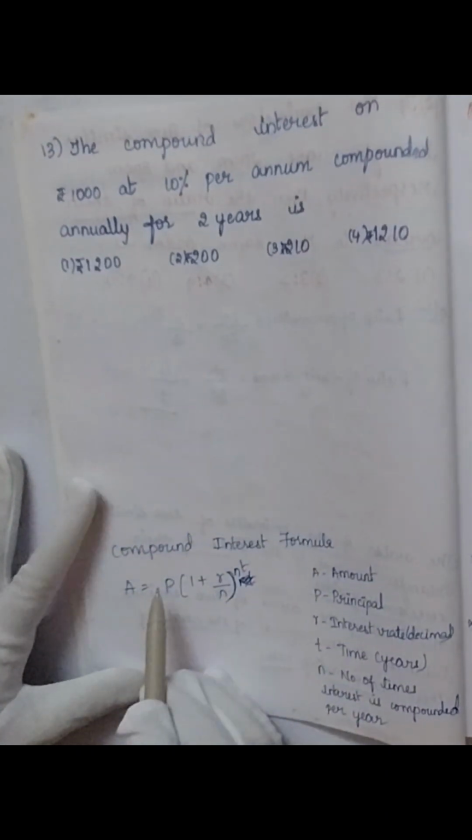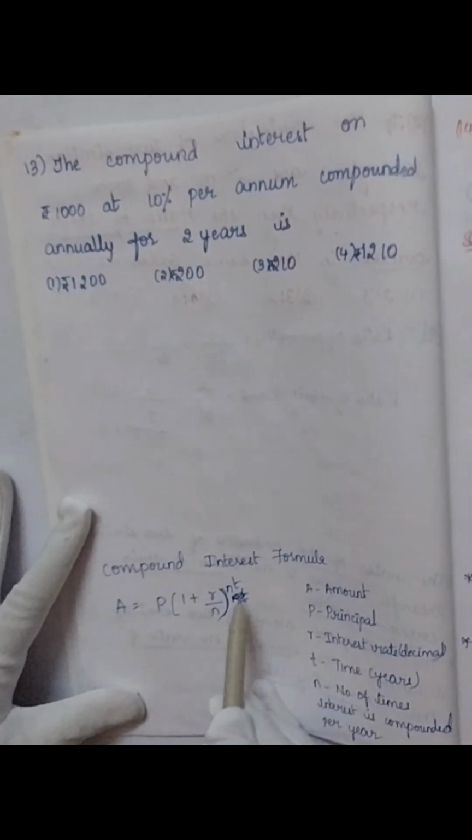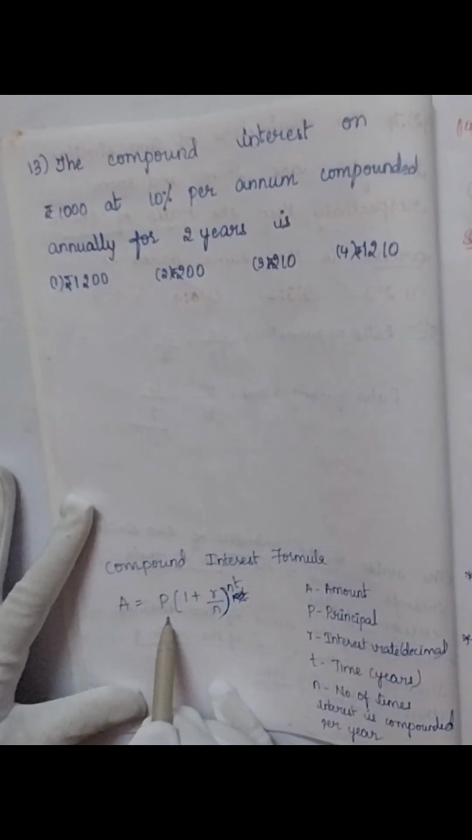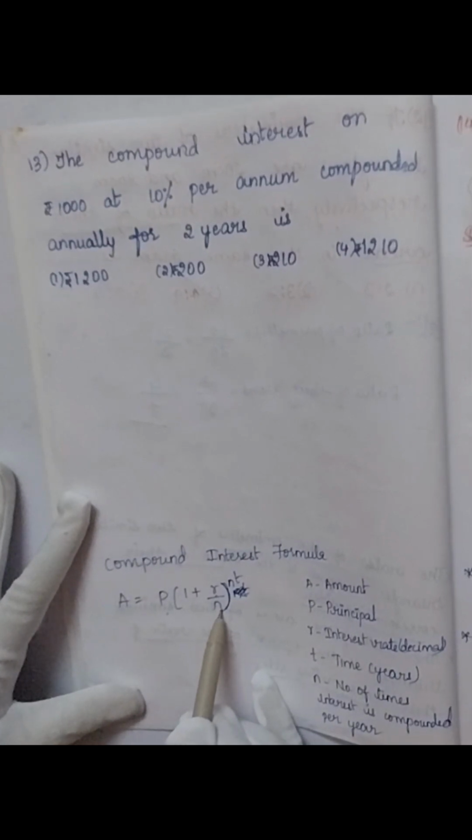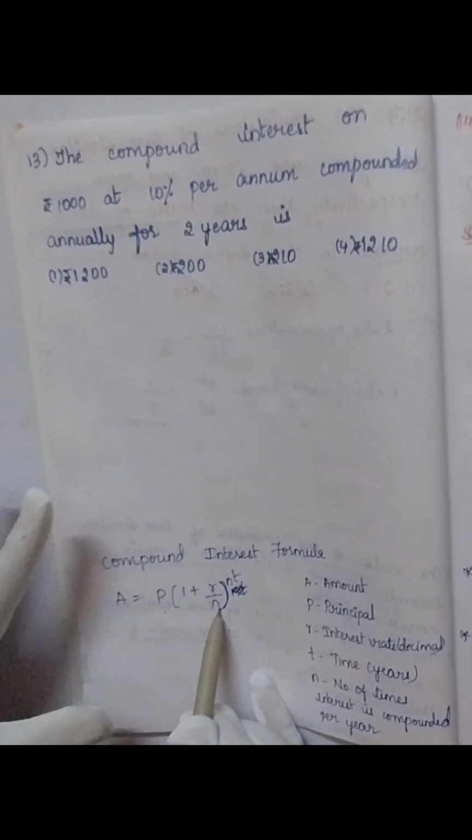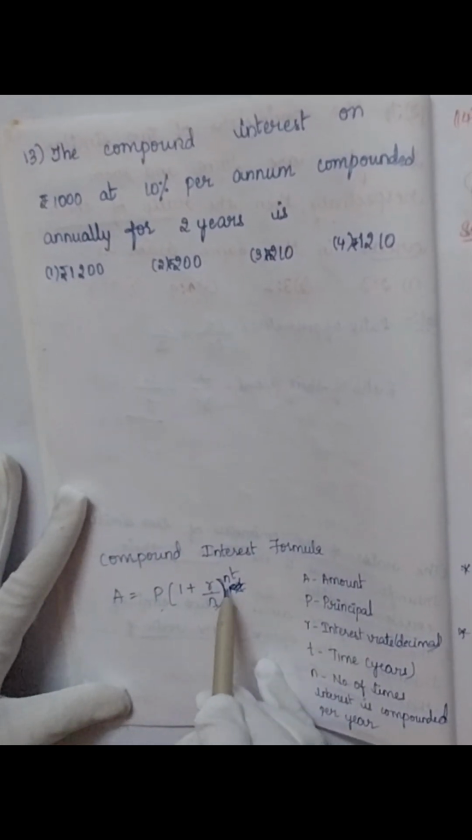We are having one formula for compound interest. A is equal to P of 1 plus R by N to the power NT. A is amount, P is principal, R is interest rate, and that too in decimals. N is number of times interest is compounded per year, whether it is one time or twice or quarterly. It depends on that. N will be changing. And T is time.